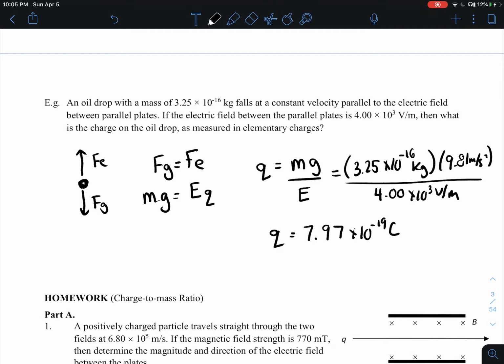If I want to figure out how many elementary charges this is, I need to remember that Q is equal to NE, where E is elementary charge, so N is the number of electrons, and it's roughly going to be equal to 5. So I got 4.98 electrons. So in this case, roughly 5 electrons.